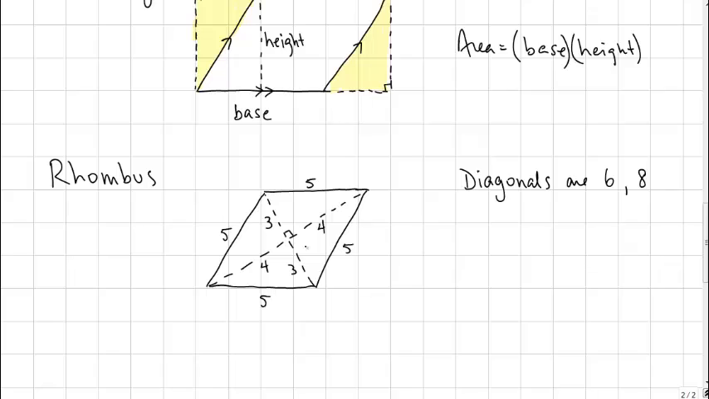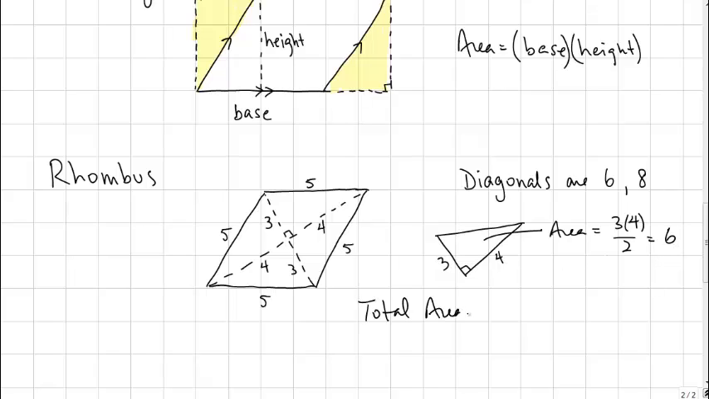But if we want to find the area, we can think of it as simply 4 times the area of this right triangle. And a right triangle with a leg of 3 and another leg of 4 is going to have an area of 3 times 4 divided by 2, which is 12 divided by 2, or 6. And so the total area of this rhombus is going to be 4 times the area of each of those triangles, which is 6, and so you're going to get 24.